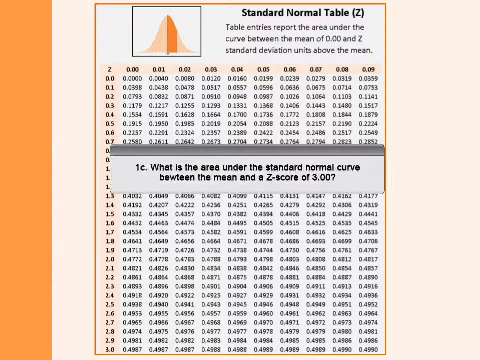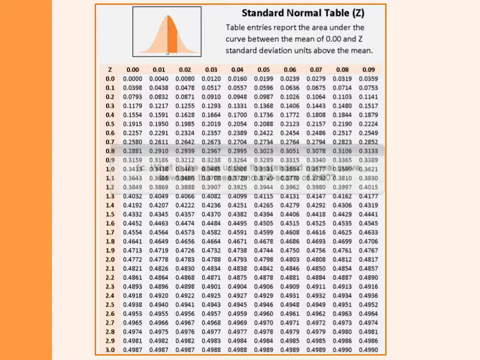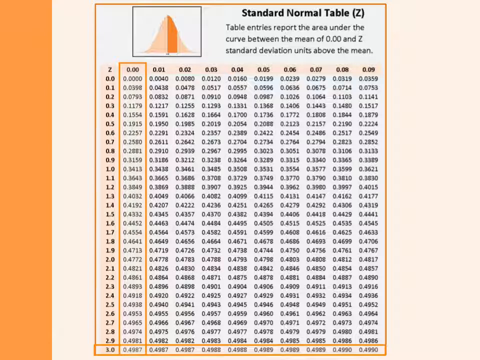The third question asks us to find the area under the standard normal curve between the mean of 0 and a z-score of 3. We highlight again the row that reports a z-score to the 10th, 3.0, and then find the column where the 100th of 0 is reported, and the value where these two highlighted sections intersect is the area between the mean of 0 and a z-score of 3.00.